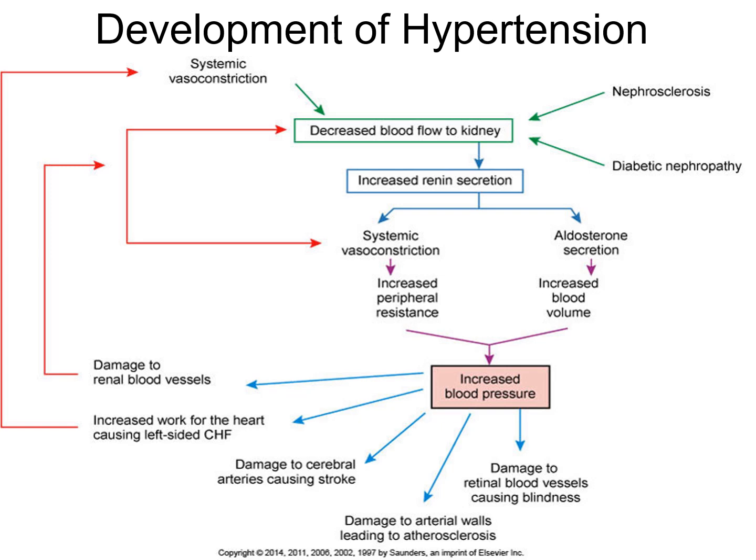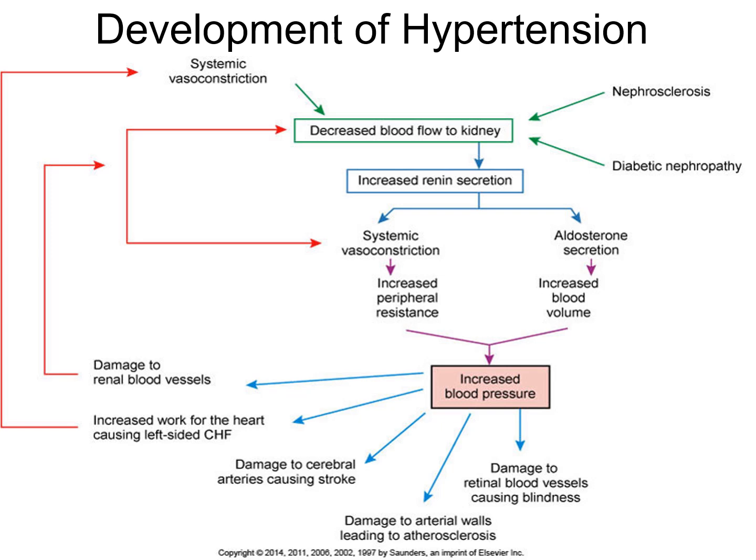So we have a vasoconstrictor. Now we have aldosterone causing us to retain more sodium and fluid. This is going to increase that blood pressure. We're going to see damage to the kidney vessels, those delicate small vessels, increased workload for the heart, which can lead to left-sided congestive heart failure, damage to the cerebral arteries, leading to a stroke.